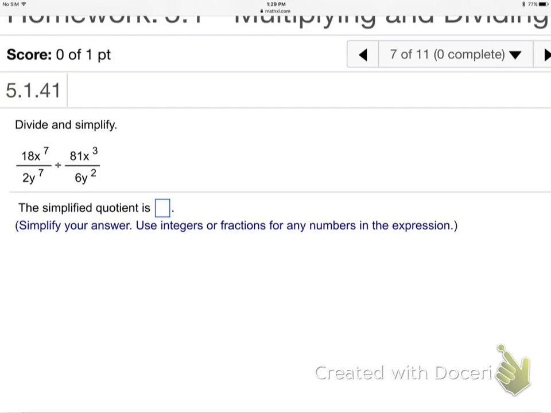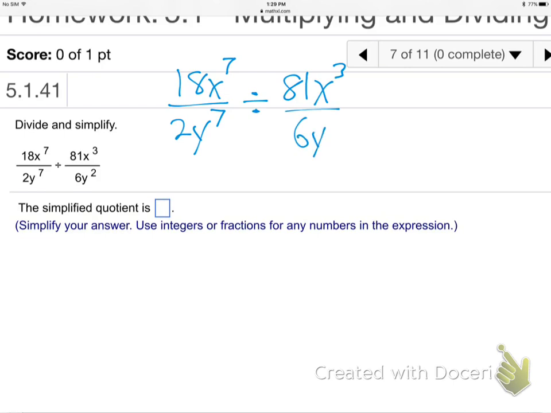Okay, I don't know if you can see it. It's dividing in the middle. Let me make it a little bigger. 18x to the 7th over 2y to the 7th, divided by 81x to the 3rd over 6y squared.